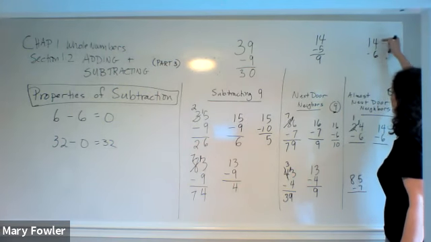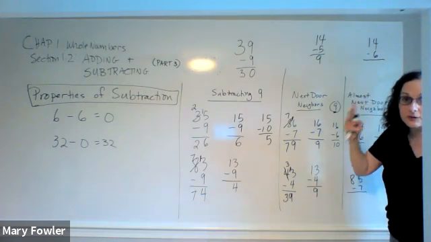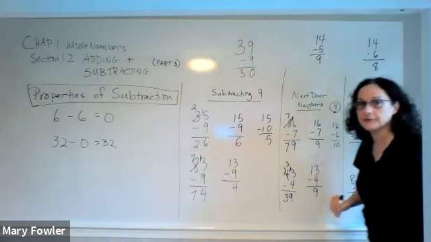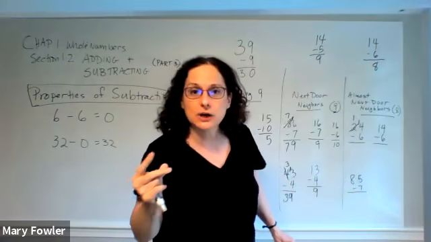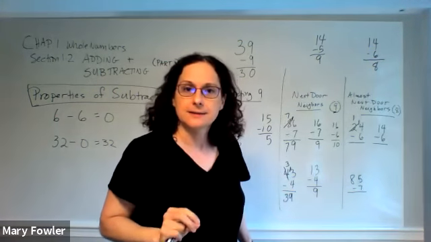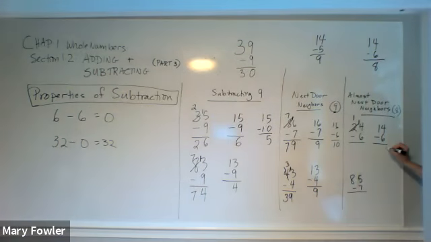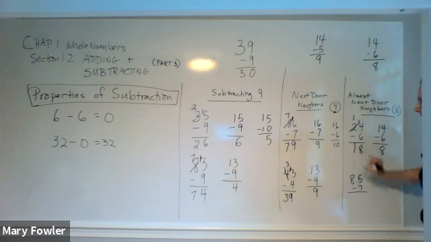Almost next door neighbors, 4 and 6 are not next door neighbors, they're almost next door neighbors because you ate an extra cookie, now you only have 8 left. So when you have almost next door neighbors, the answer is 8, okay? So here we go, 14 minus 6 is 8. In this problem, we had 24 minus 6, we're going to borrow 1. 14 minus 6 is 8, bring down the 1.